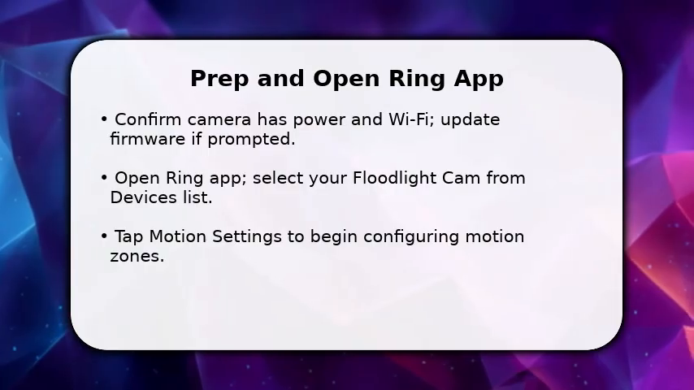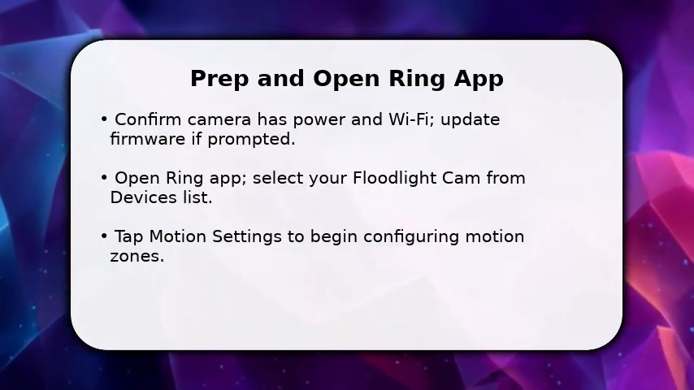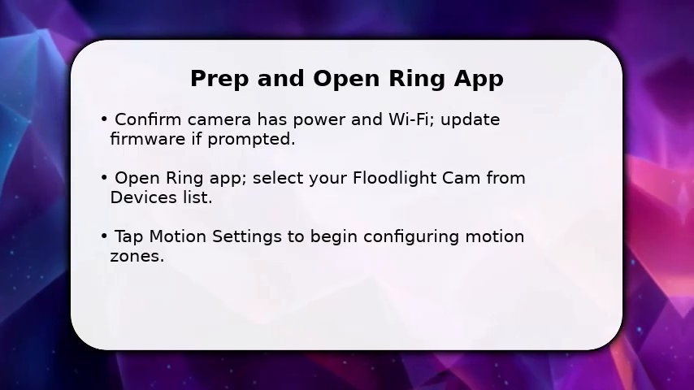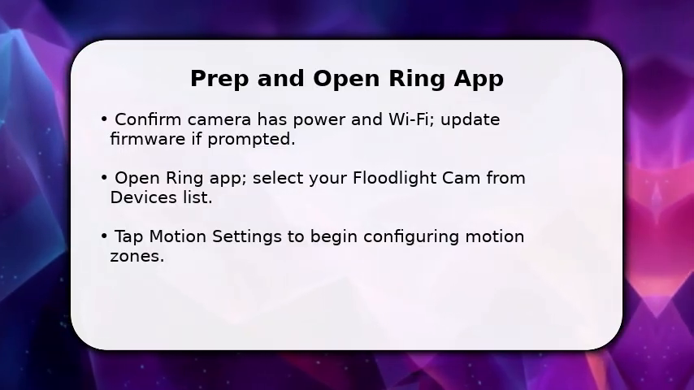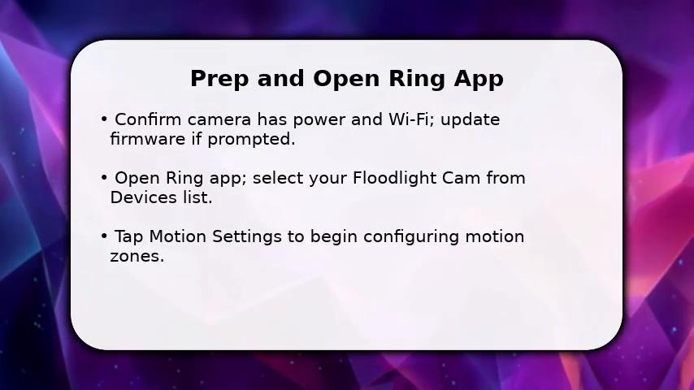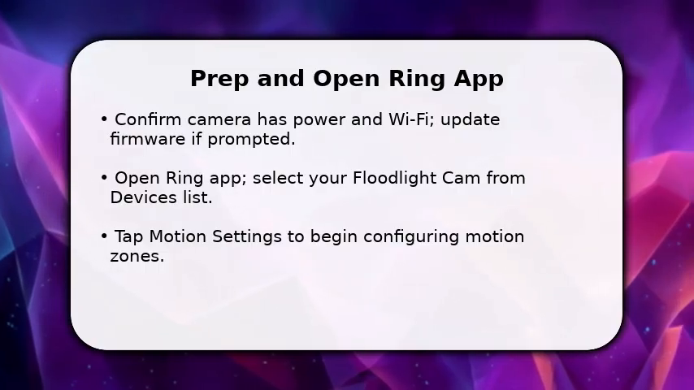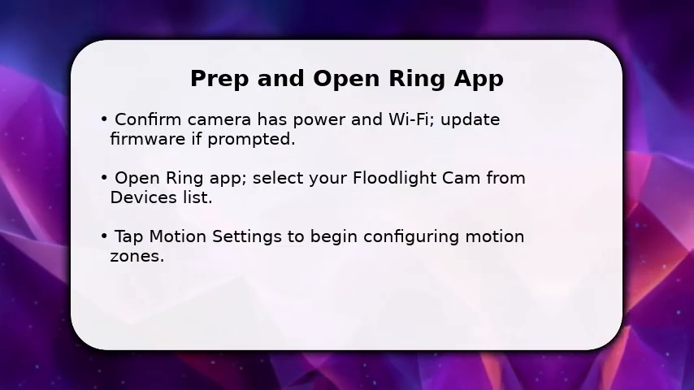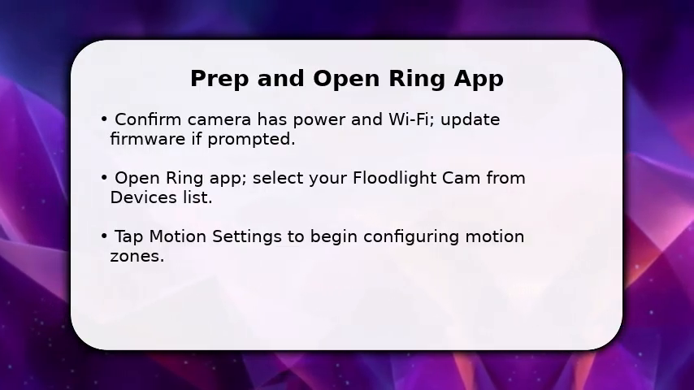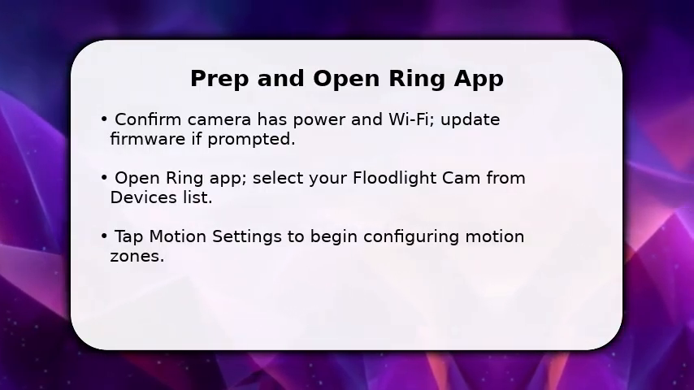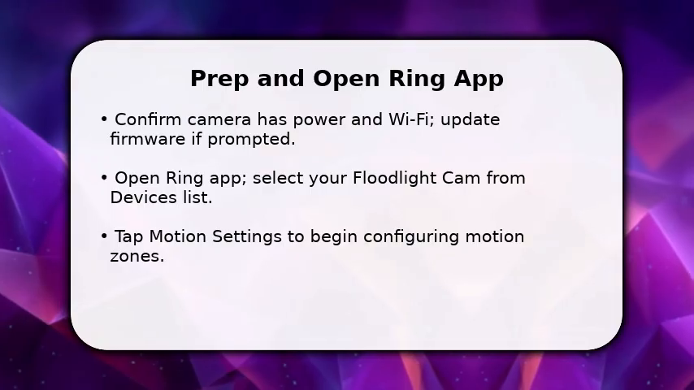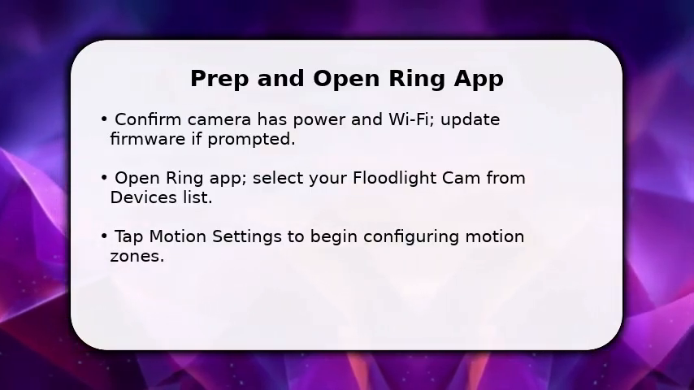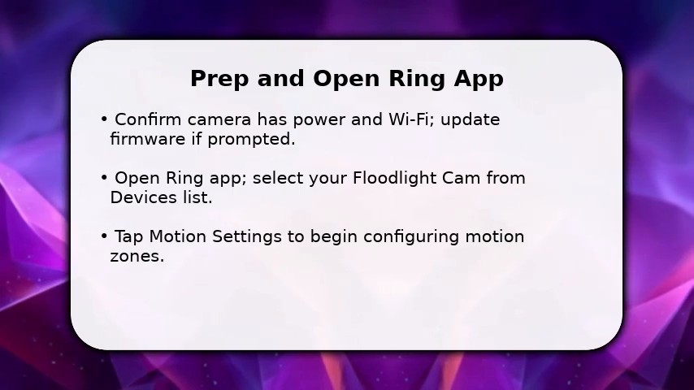You'll start by ensuring the floodlight camera is powered and on the same Wi-Fi network. This avoids connection hiccups. Open the Ring app and tap the specific floodlight cam in your device's list so settings load. Once the device page appears, select Motion Settings to access zones. You do this now to keep changes local to the camera. It speeds up live previews and prevents conflicting schedules. Make sure Live View works before proceeding so motion edits show immediate feedback.